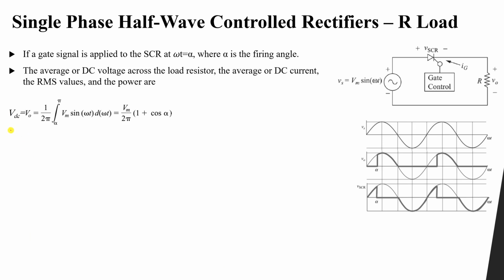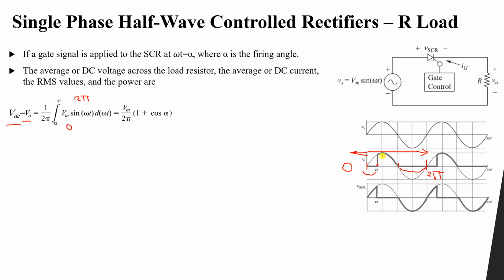So VDC, the average voltage, will be equal to 1 over T, the whole period, which is 2 pi, so 1 over 2 pi, integration from 0 to 2 pi, right? This is the integration of the average. However, if you look here, you can see that our voltage does not exist except from alpha to pi. This part is equal to 0, from here to here. This one is 0. This one is 2 pi, right? So this is a complete cycle from here to here.